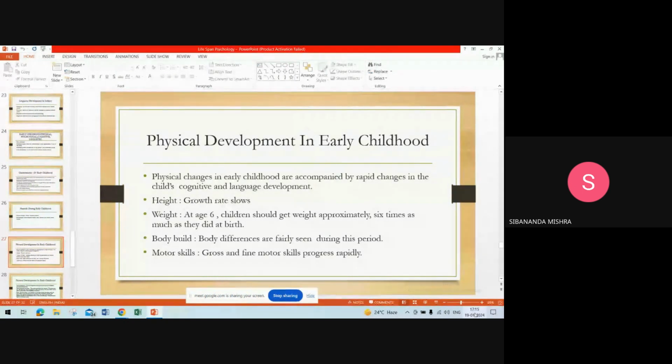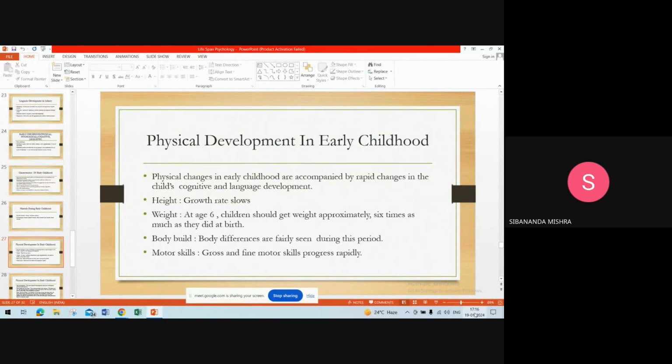Body build, body differences are fairly seen during this period. The boys' muscles become longer, larger, stronger and heavier also. Girls also gain fat, like that. Body build, motor skills: gross and fine motor skills. Do you know the difference between gross and fine motor skills, students?